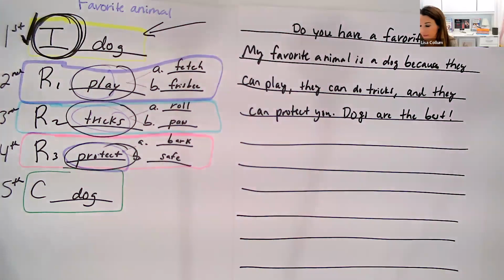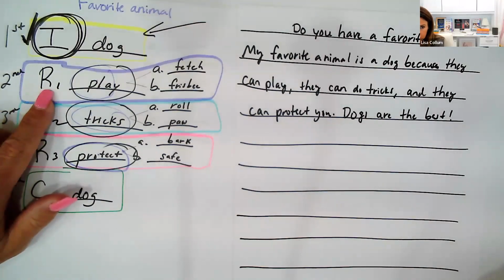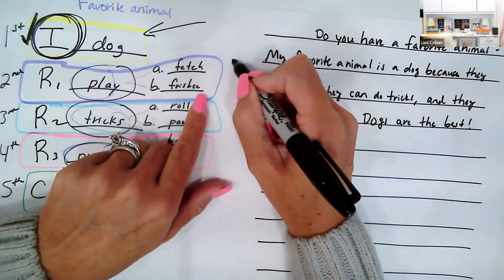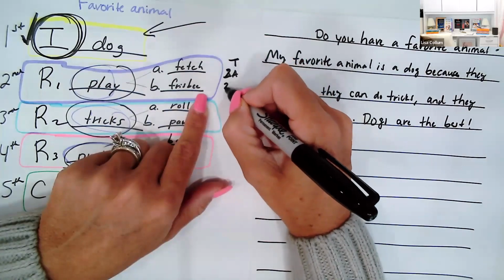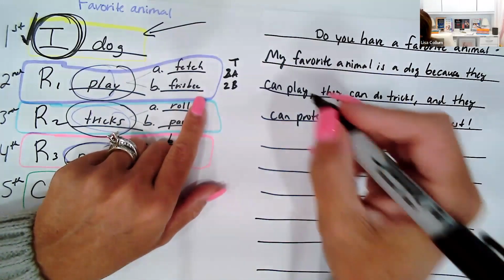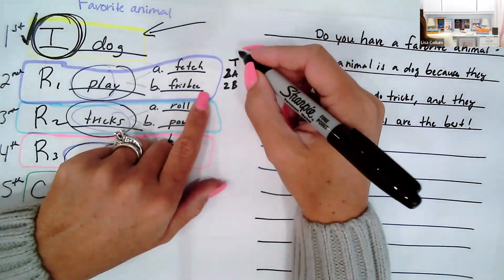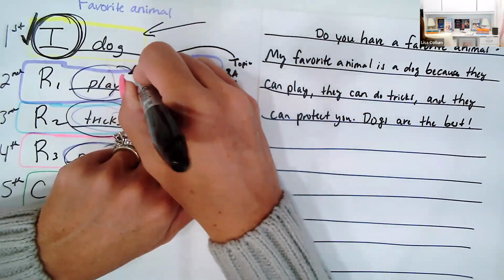Now, what is happening today, guys? All right, now we're going to learn how to write the R1 paragraph. Now, I'm going to teach you something. I'm going to write it right at the end of R1. It's called T2A and 2B. Okay. What this means, T stands for topic, and your topic is play.